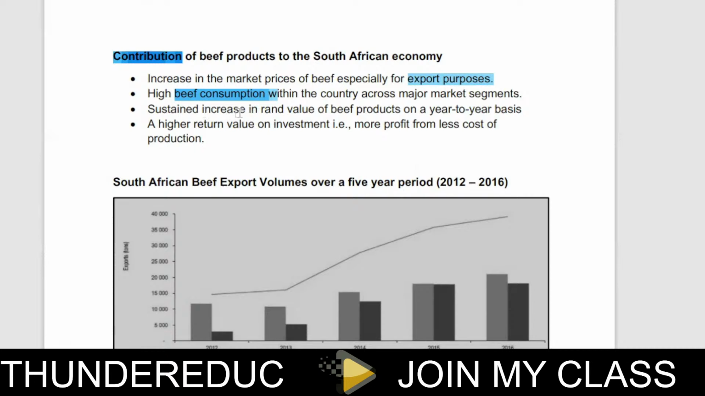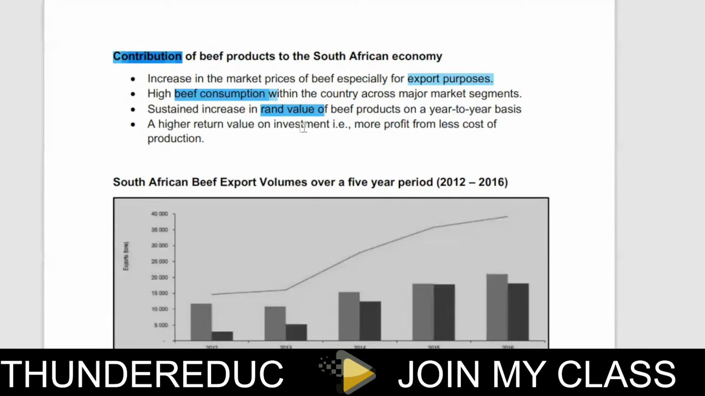Year in, year out, the rand value goes up in comparison to the US dollars. And that helps to keep the economy growing faster and very well. So rand value is maintained due to the exportation of beef every year. So farmers keep on producing beef, keep on producing beef, keep on producing beef. And this basically helps in contributing to the GDP as well.